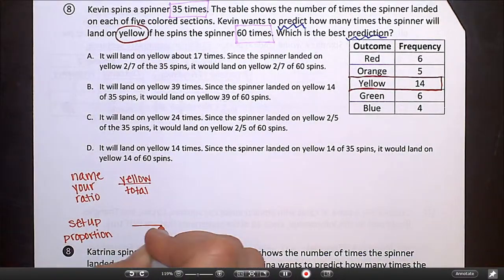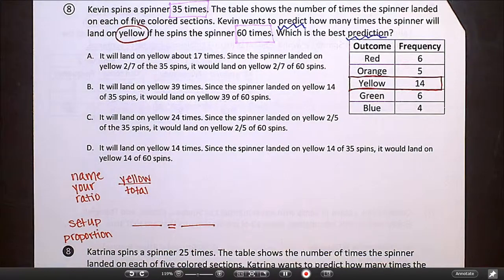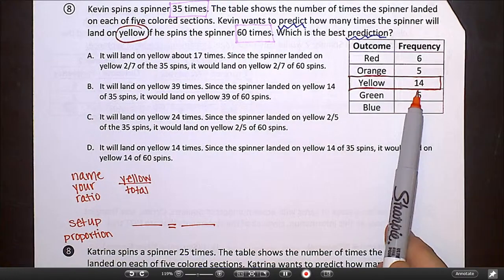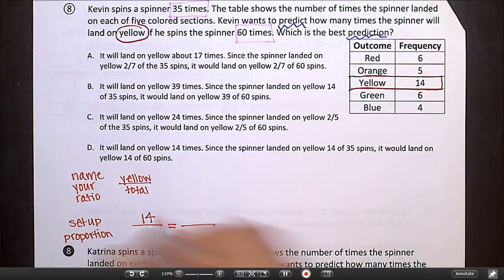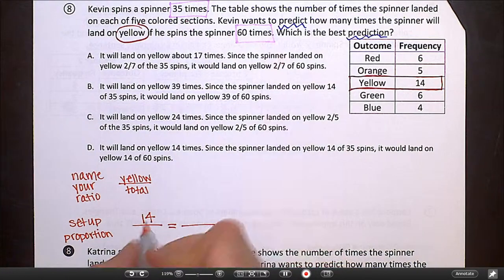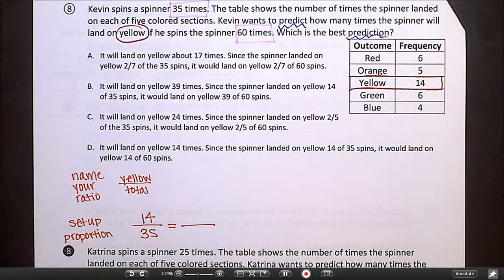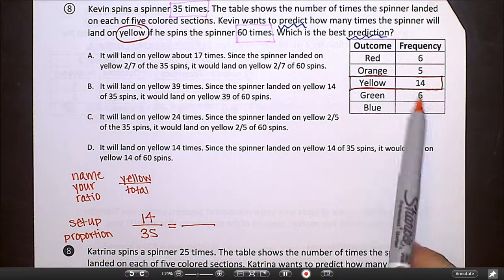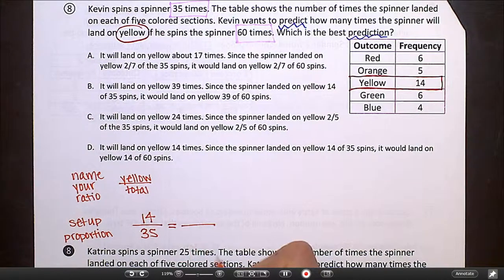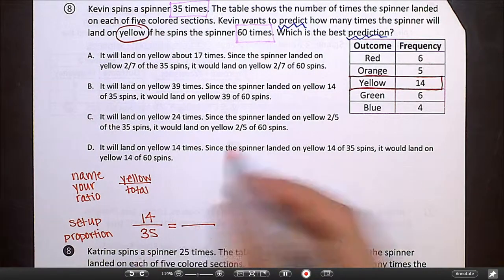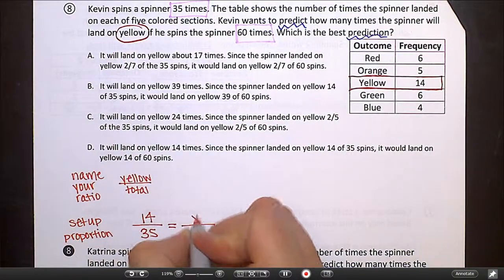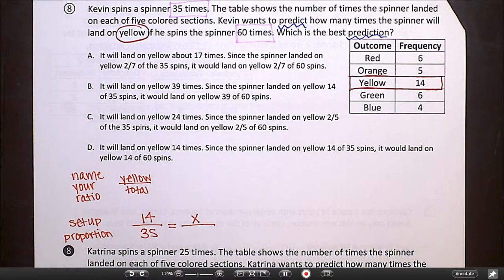Okay, line equals line. Let's start with what we know. We know that the number of yellows is 14 and that the total was 35. So he landed on yellow 14 times out of 35. Let's go over to what we want to know. We don't know how many yellows. In fact, it says how many times the spinner will land on yellow. That's what we're looking for, if he spins the spinner 60 times, so that's our new total.